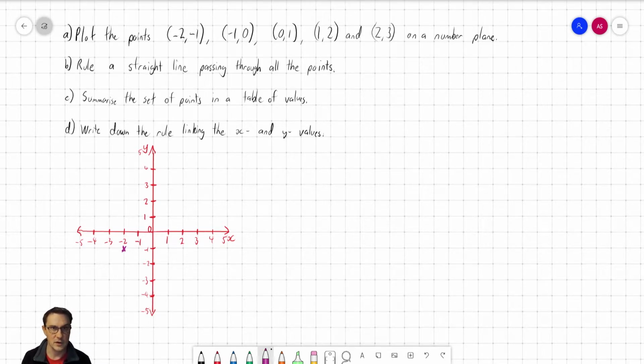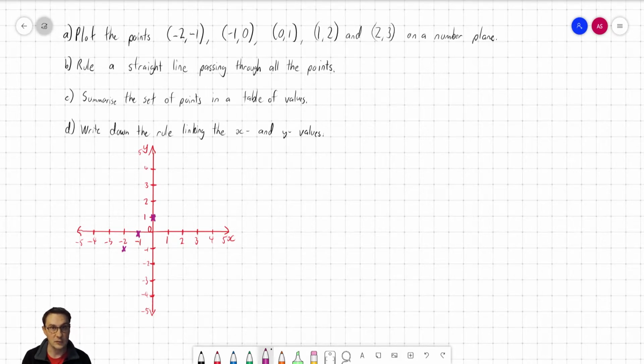The next one I want to plot is -1 and 0. So that means I'm moving on the x-axis -1, so I'm moving 1 to the left, and then 0 means I'm not moving up or down from there. So that's going to be right there on our number plane. The next one is 0, 1. So the 0 is indicating we're not moving anywhere, and then the number 1 is moving up 1 spot from there. So that's going to be at that point there.